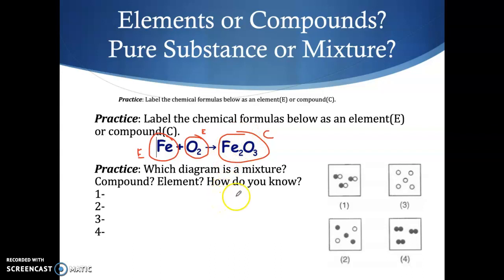Okay. So let's look at these diagrams over here. Here I have a black atom and a white atom, and they're bonded together. So that right there is a compound. Okay, that's a compound. All right. So let's start there. That's a compound. Is it a mixture or a pure substance, though? Well, that's a pure substance. I only have one type of thing. But this one's just a pure substance. Okay, so I'm going to abbreviate PS.